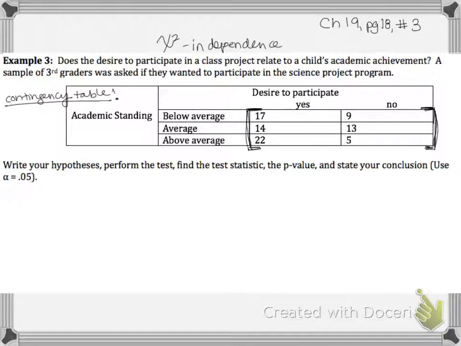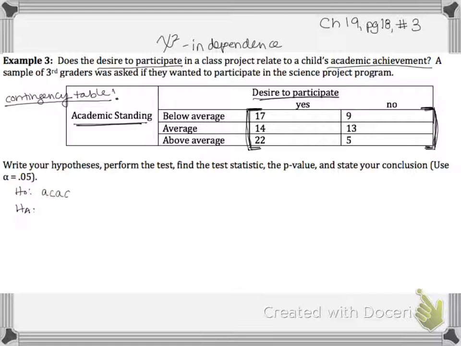So this says, does the desire to participate in a class project relate to a child's academic achievement? A sample of third graders was asked if they wanted to participate in the science project program. So it says, desire to participate relate in their academic achievement. Okay, so then you can also find those same two variables listed in our table right here. That means that we are trying to decide if those two variables are or are not independent.